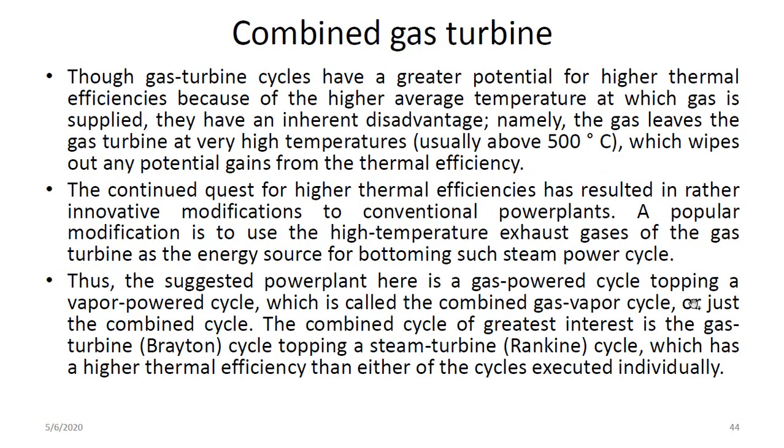Okay, now let's look at combined gas turbine. So, though gas turbine cycles have a greater potential for higher thermal efficiencies because of higher average temperatures at which heat is supplied, they have a disadvantage, meaning that the gas leaves at a higher temperature, above 500 degrees centigrade. And this energy was supplied by the fuel. So how do you try to extract some of the energy instead of just wasting it?